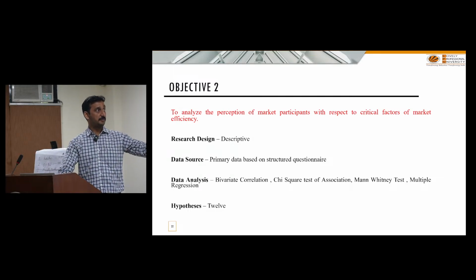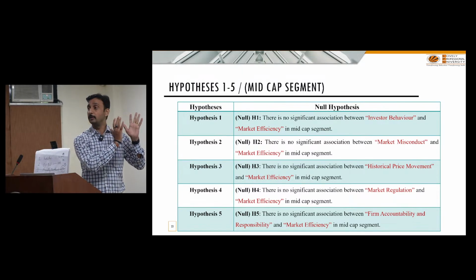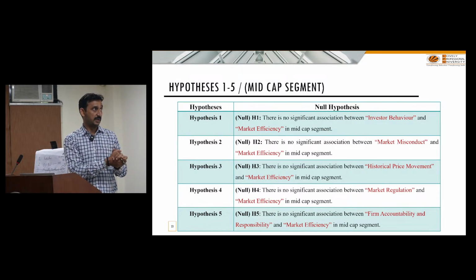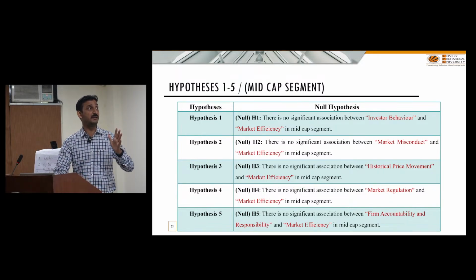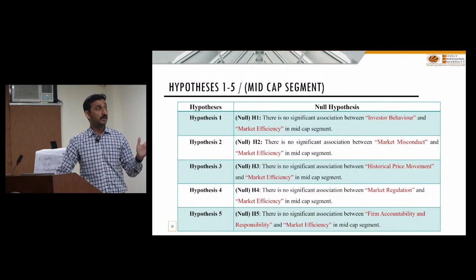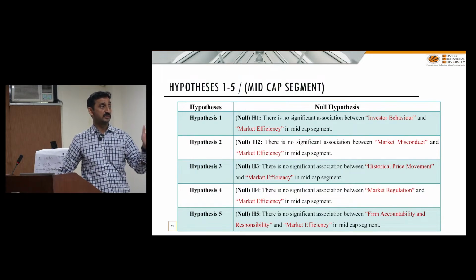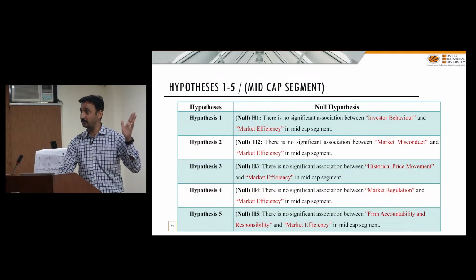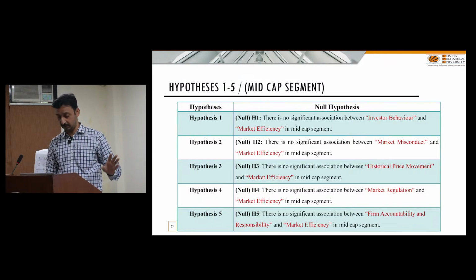If you look at hypothesis 1 to hypothesis 5, that is purely talking about the mid-cap segment, where we are saying that there is no significant association between investor behavior and market efficiency. Similarly, no significant association between market misconduct and efficiency, historical price and efficiency, market regulation and efficiency, firm accountability and efficiency. This is my null hypothesis, which says that there is no significant association here.